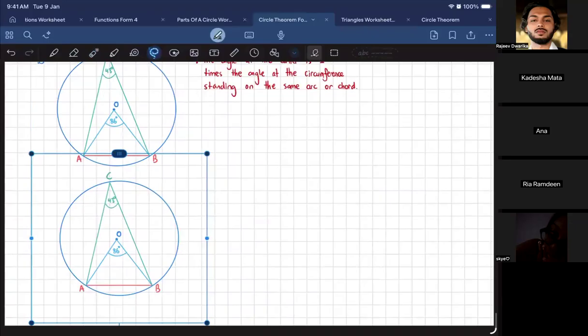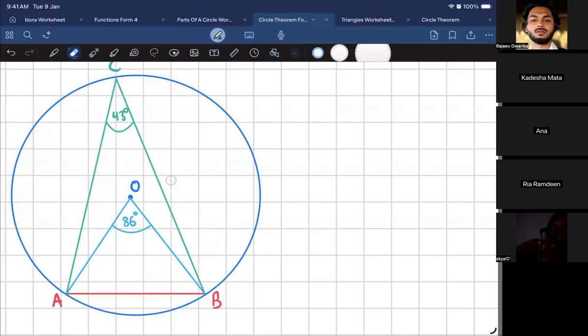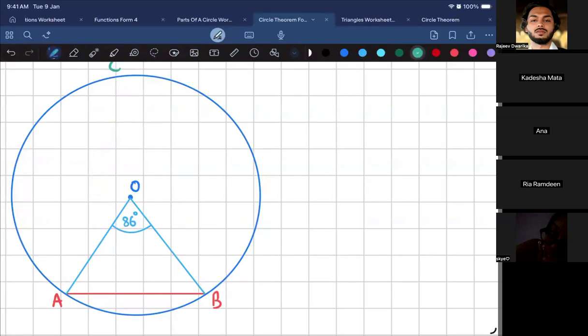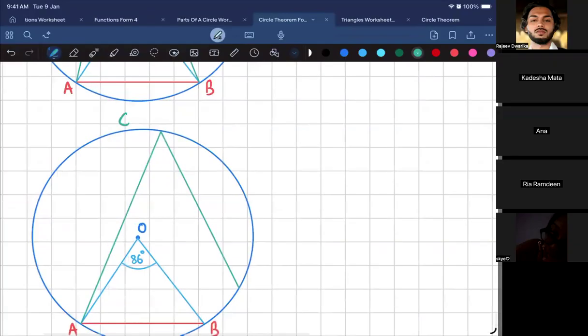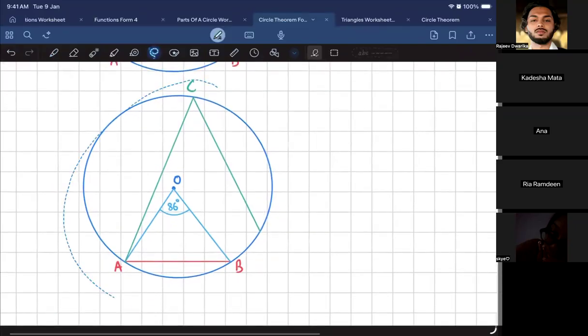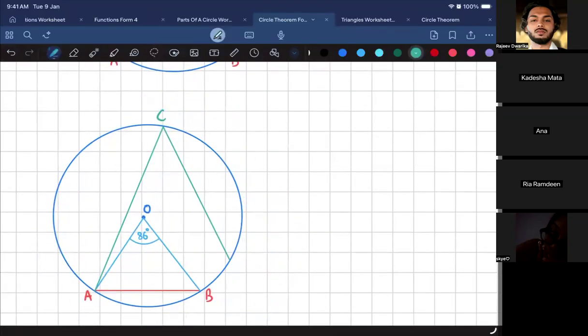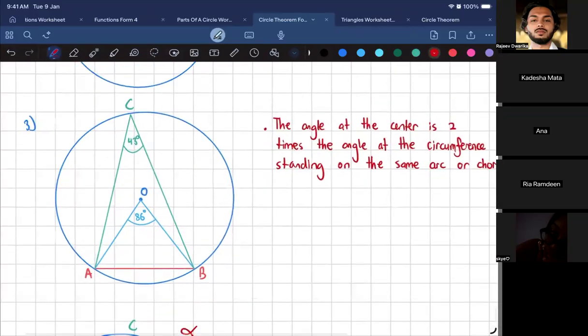So check this, guys. You think the theorem will work over here? No. Why? Oh, not on the same chord. On the same chord. So this wouldn't work. So Ria, tell me if you understand this.